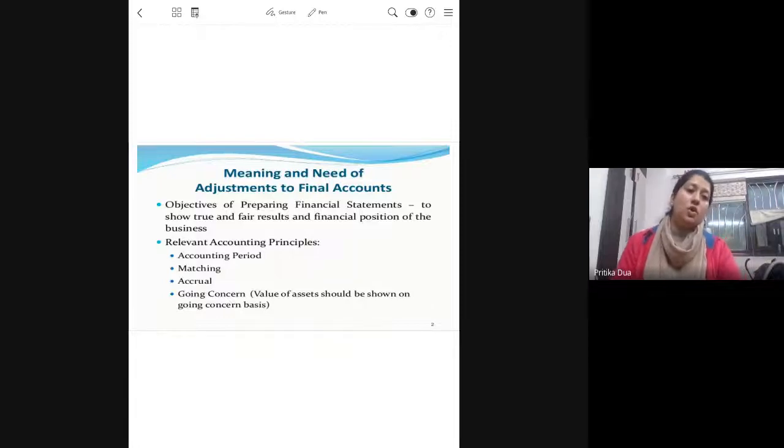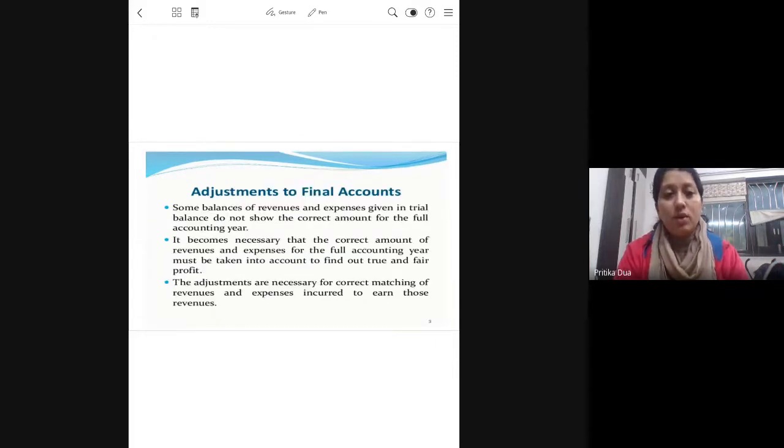Is there a need for adjustment to final account? Sometimes what happens is that due to a clerical mistake or an accounting mistake, some principles might have been skipped, or some entries would not have been correctly recorded. Now, at the end of the year, it becomes necessary that we present the true financial position of the firm in the annual report. So, for correcting all these entries, we pass certain adjustment entries.